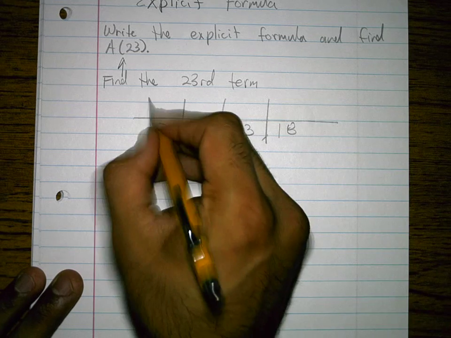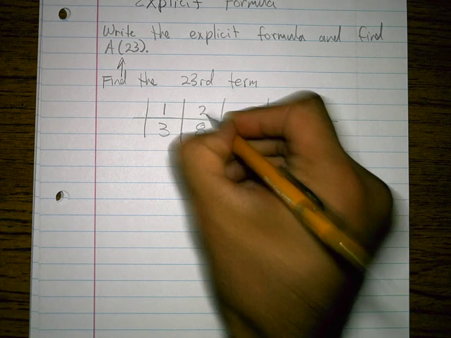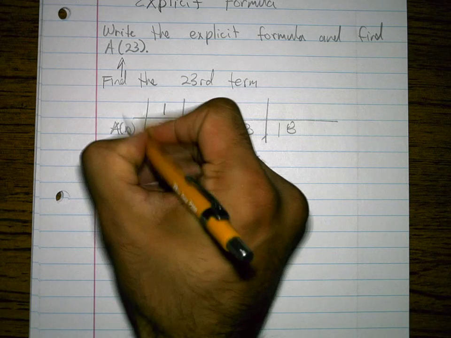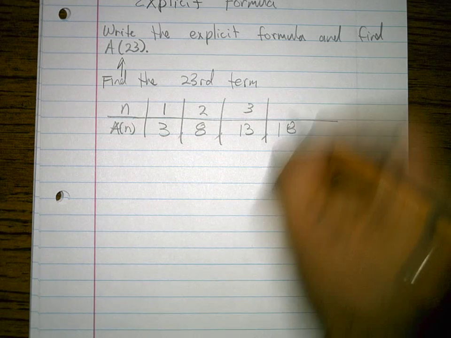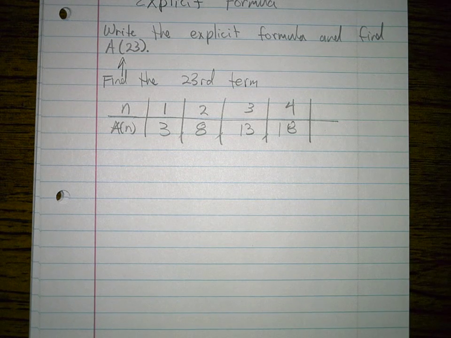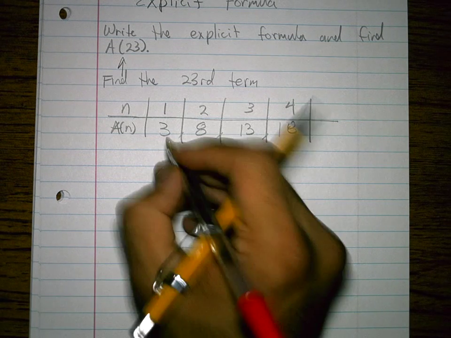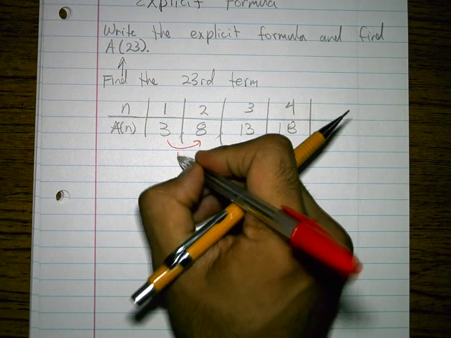right? So my first term is a 3. My second term, so these would be my a of n's, and these are my n's. My third term is 13. My fourth term is 18, right? So to use the recursive formula, which is just to add a 5, right? You can see my common difference is 5.